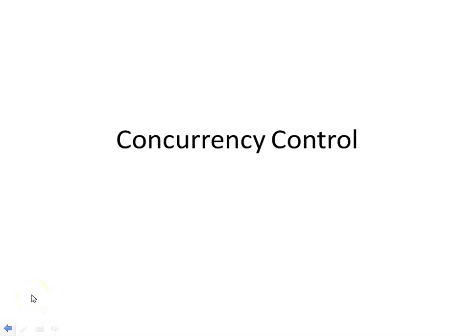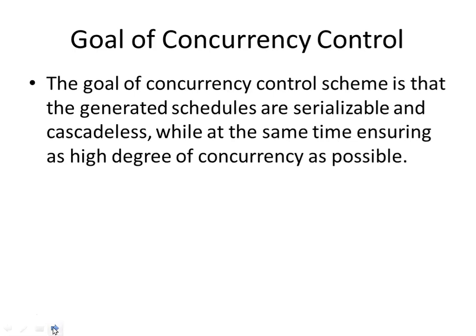Now we will discuss concurrency control. Concurrency control is one of the major functions of the DBMS, which is entrusted to its component called the Concurrency Control Manager. Basically, concurrency control implies controlling the execution of concurrent transactions in such a way that the resulting schedules are recoverable.